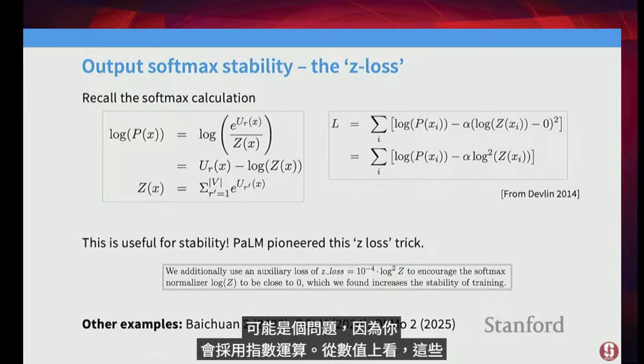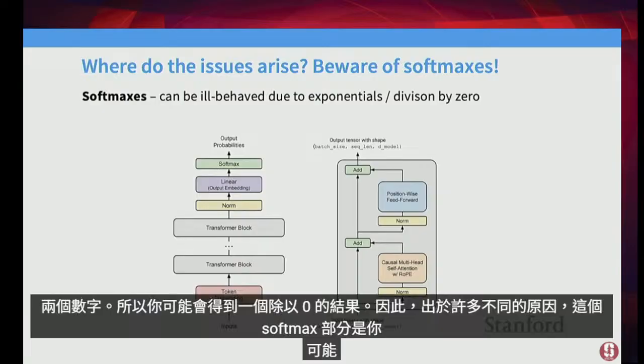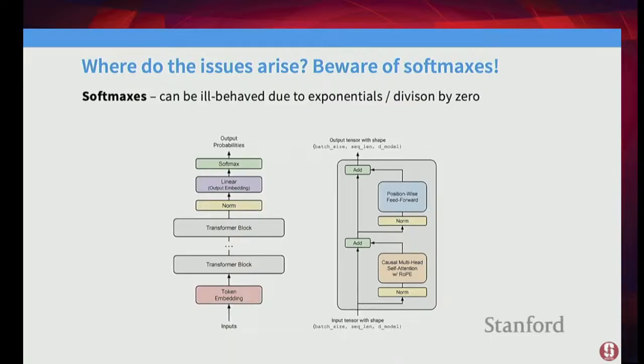One more thing I want to talk about. Where are the softmaxes in a transformer? Well, there's one at the very end, so you've got to be careful about that output softmax. And also, there are softmaxes in your self-attention. So there are two softmaxes that we're going to think a little bit about. And for each one, I'm going to mention a stability intervention that has generally seemed to be effective.